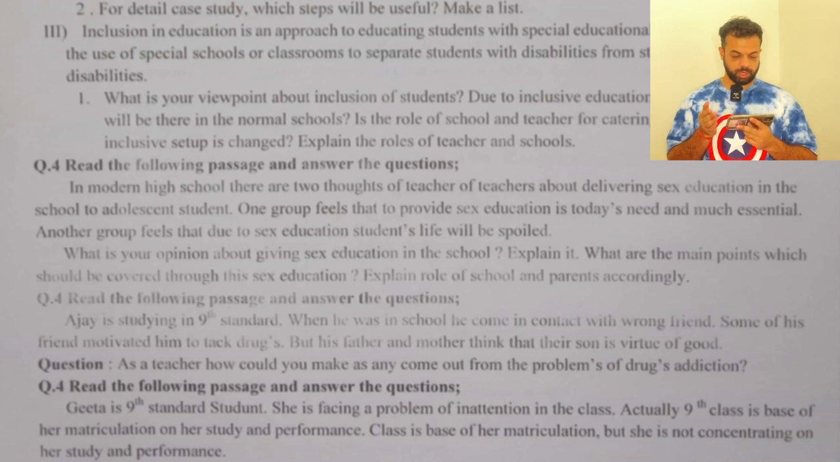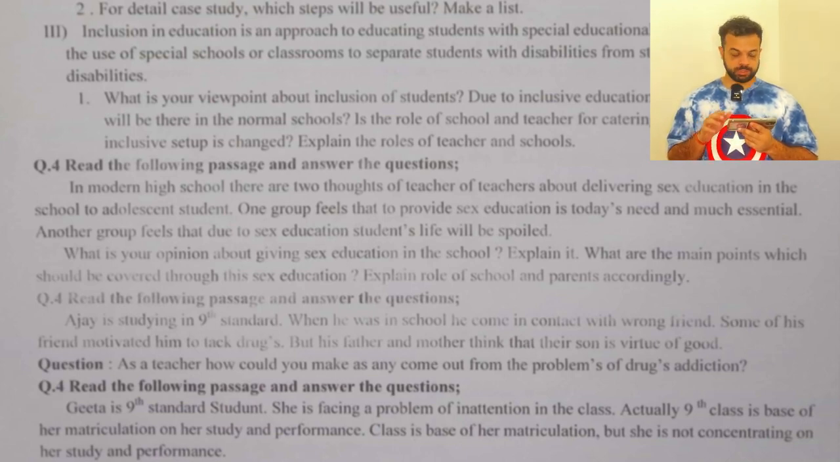It starts with: in modern high schools there are two thoughts among teachers about delivering sex education in the schools to adolescent students. One group feels that providing sex education is today's need and very essential. The other group feels that due to sex education students' lives will be spoiled. What is the opinion about giving sex education in the school? Explain it. What are the main points which should be covered through sex education? Explain the role of schools and parents accordingly.